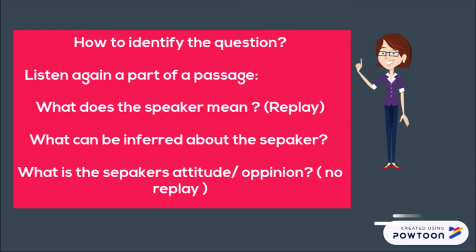Form an idea about how the speakers feel based on the tone of voice, word choice, and context. The key point to identify this type of question is: listen again to part of the passage. What does the speaker mean? What can be inferred about the speaker? What is the speaker's attitude or opinion? We need to listen again, and finally we need to draw a conclusion about how the speakers feel.